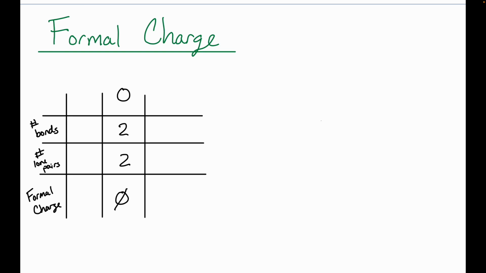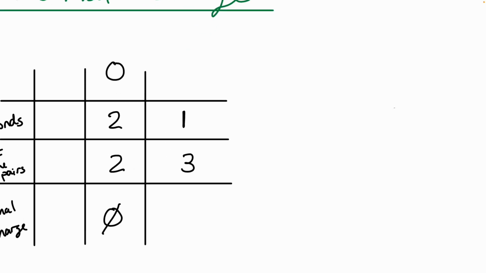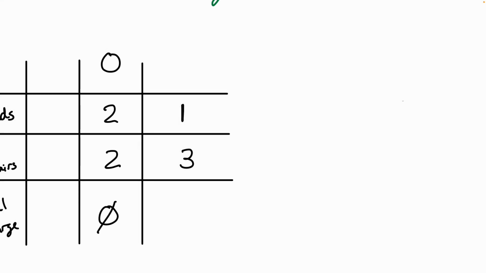Now, if I take one of those bonding pair of electrons and I put it directly on that oxygen atom, turning it from a bond into a lone pair, I'm going to decrease my number of bonds and increase my number of lone pairs. All right? So I guess just to draw that out, let's be good. Our most stable one has 2 bonds and 2 lone pairs.